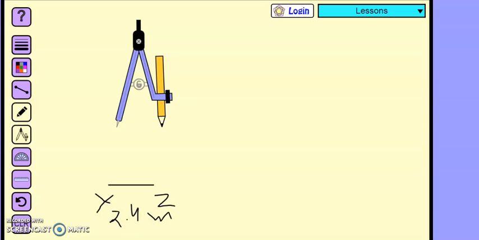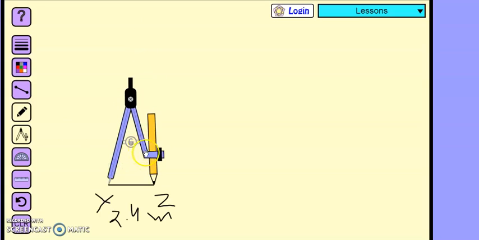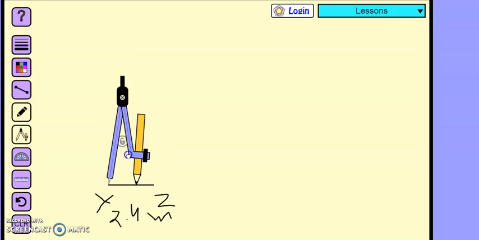Now you have to construct an angle of 90 degree at vertex Y, as ZX is equal to 6.4 centimeter. So I am going to construct an angle of 90 degree by placing your compass at point C like this.